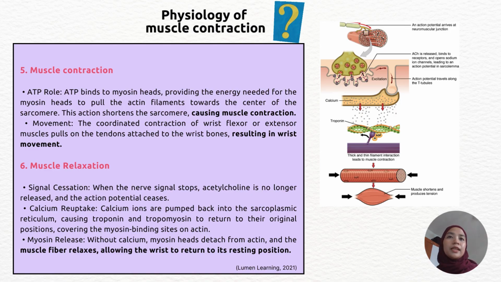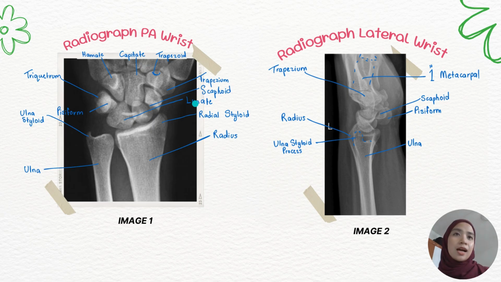The median nerve, radial nerve, and ulnar nerve are the primary nerves that work together to control the movement of the hand and wrist, enabling a wide range of functions. I will continue the presentation with the radiograph of the wrist.